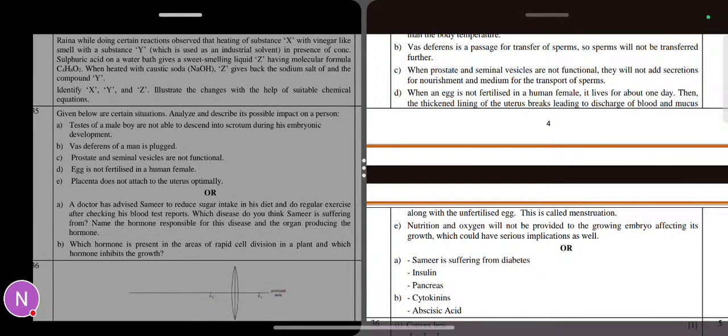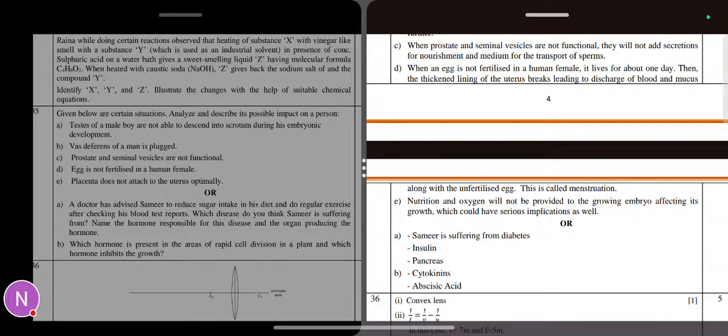Or question they asked: A doctor has advised Samir to reduce sugar intake in his diet and to exercise regularly after checking his blood test report. Which disease do you think Samir is suffering from? Name the hormone responsible for the disease and the organ producing the hormone. So Samir is suffering from diabetes. Insulin is the hormone responsible for the disease, and the pancreas is producing the hormone.